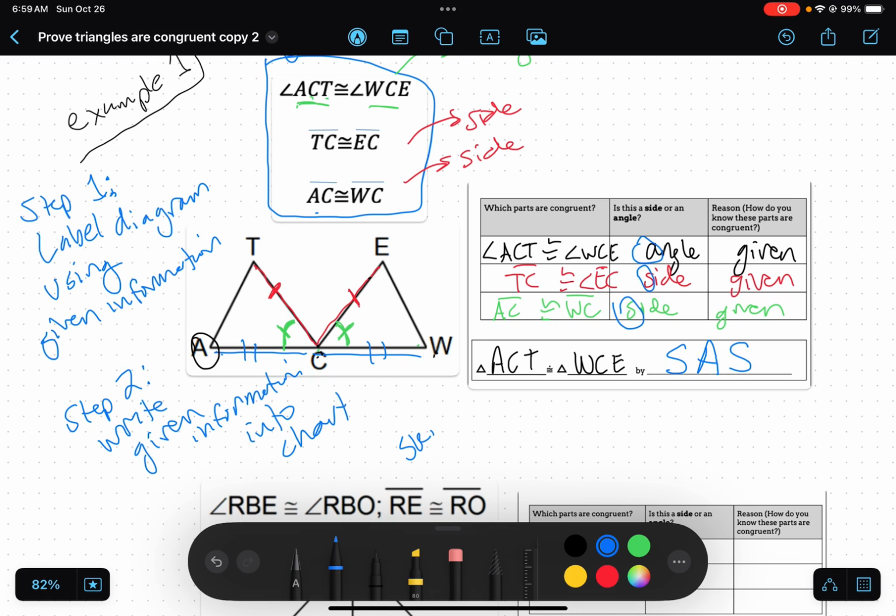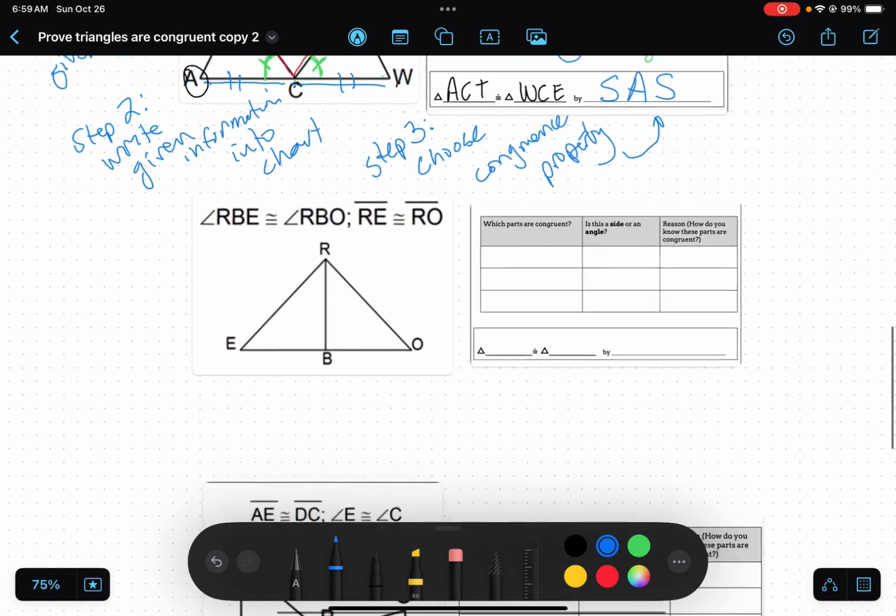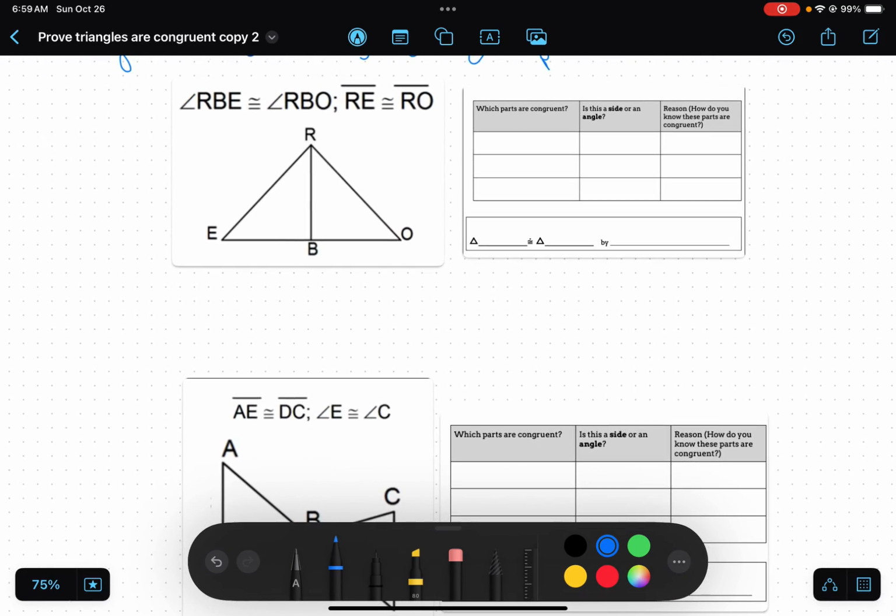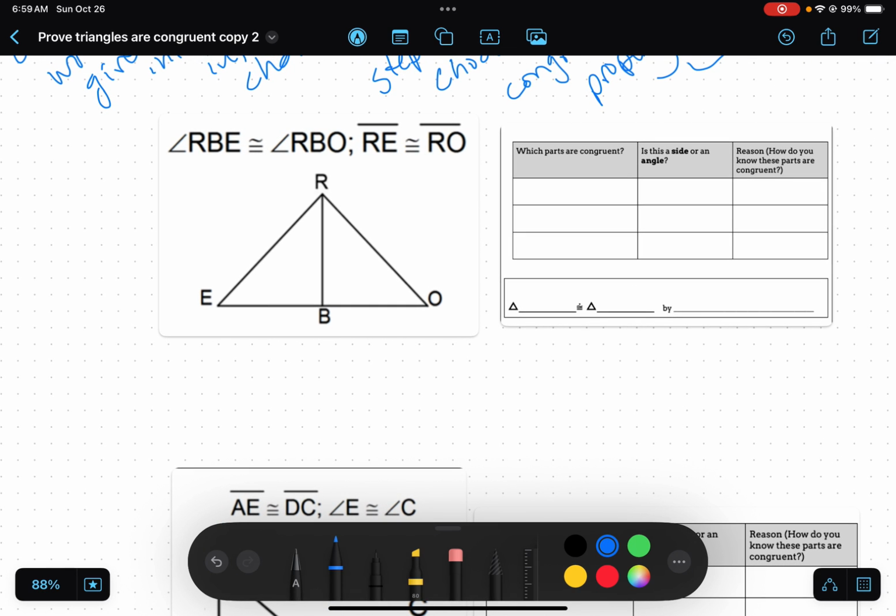So my step 3 was to choose the right congruence property, which for this one was side, angle, side. So this is an easy example because they just gave me all the information. We're going to get to harder and harder ones, but it's always going to be the same 3 steps. We're just going to do 2 more examples, and then we'll practice more in class.